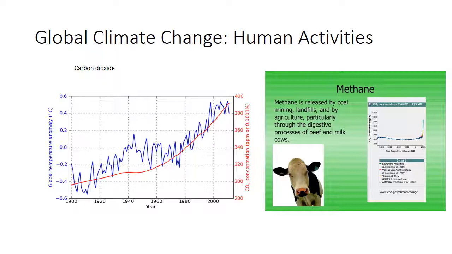And it says here methane is released by coal mining, landfills, and by agriculture, particularly through the digestive process of beef and milk cows. Herds of cattle grown for milk and especially for meat here in the United States, here in our state of Mississippi, are colossal contributors to this greenhouse effect, global warming, global climate change.